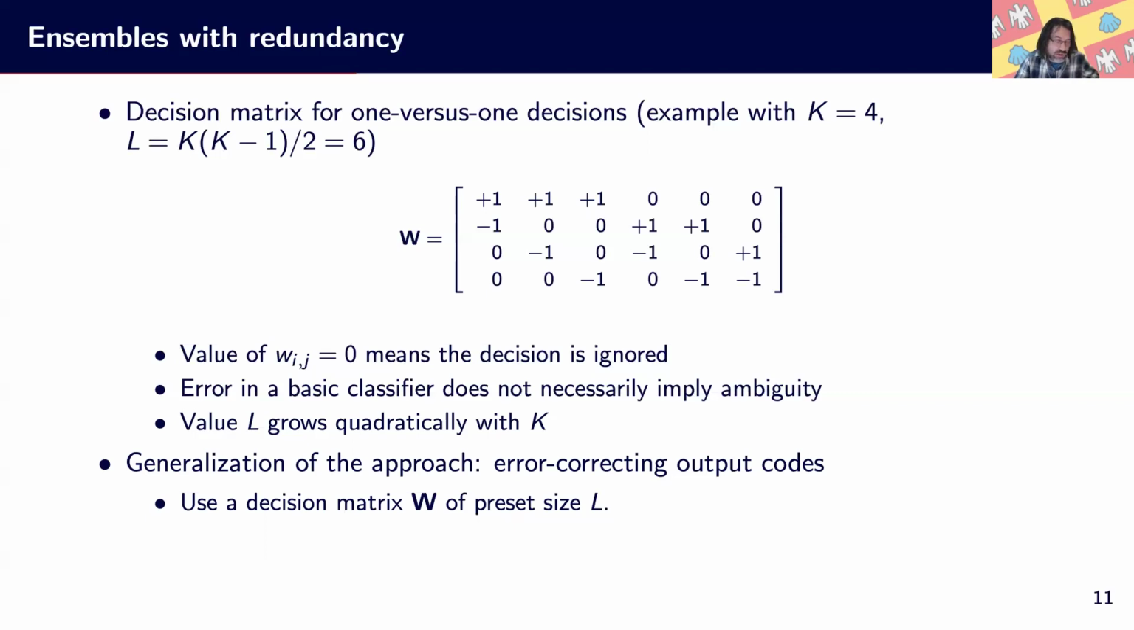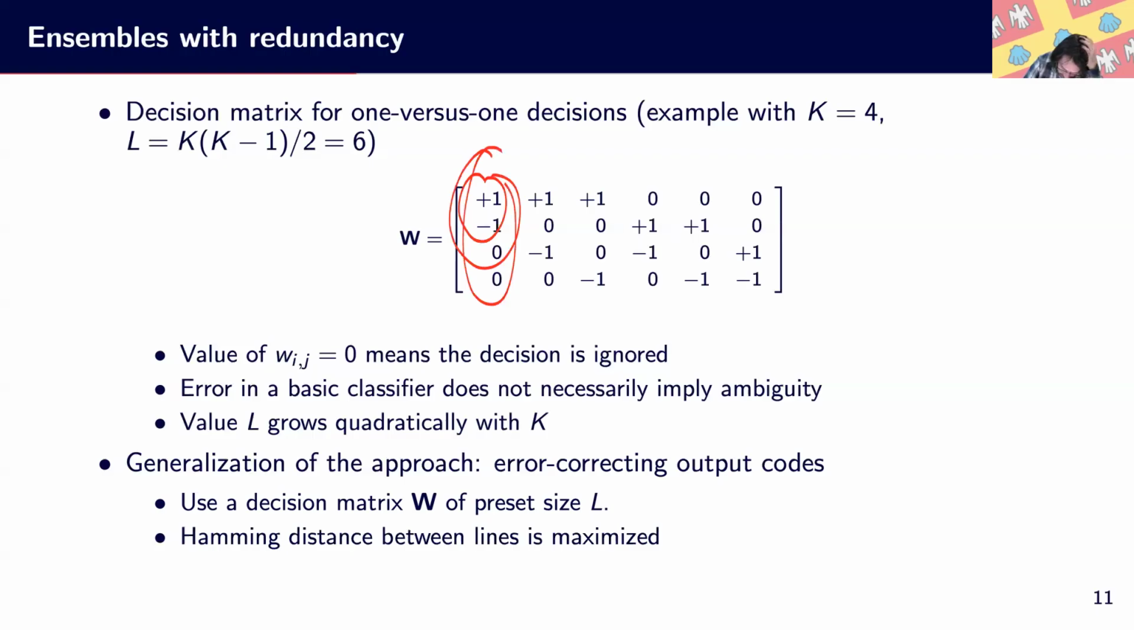Then we just preset some size and we build a decision matrix rather arbitrarily, but based on some principle. And this basic principle is to try to maximize the Hamming distance between each line. So all the combinations of lines here, we have three of them. We have 1 versus 2, 1 versus 3, 1 versus 4. So we have three of those lines that can be compared.